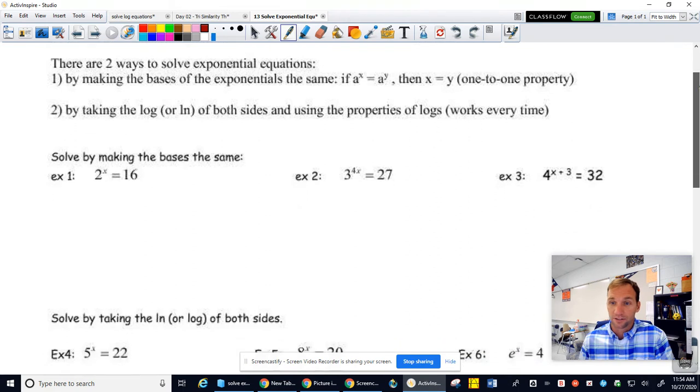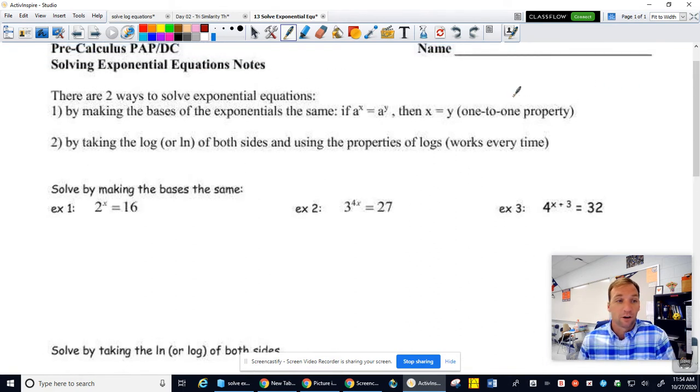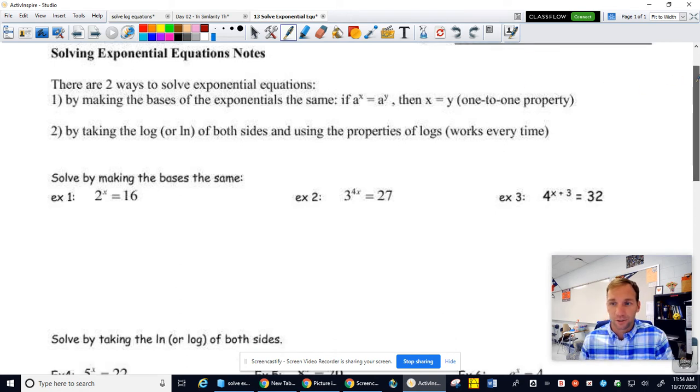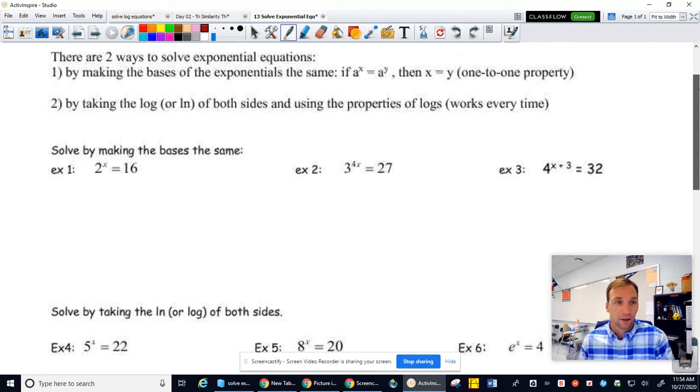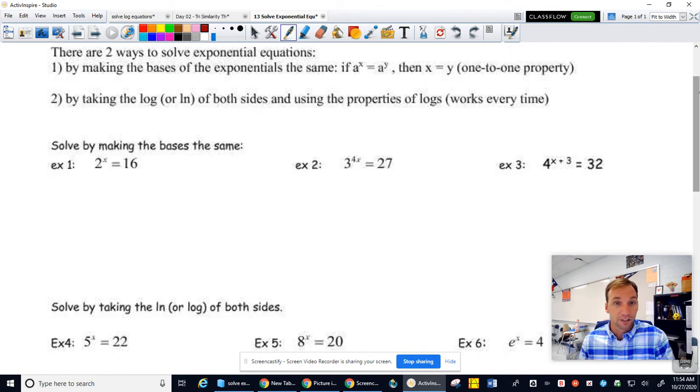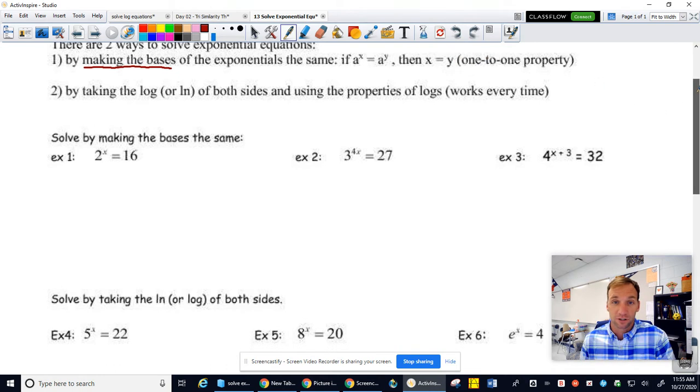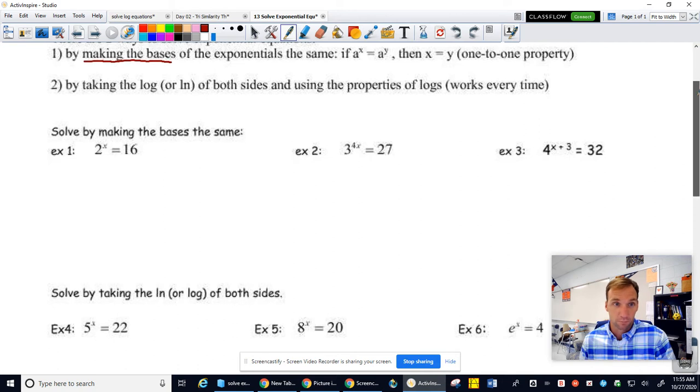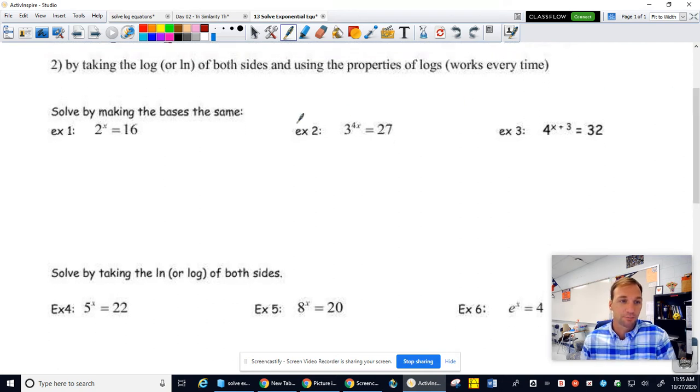If you're using your phone, then we need to learn how to use your phone to solve these exponential equations. There are two ways to solve exponentials. One way works sometimes, and the other way works all the time. We're going to talk about them both because it's important to know both. The first way is, if possible, to make the bases of the exponentials the same. Because if the bases are the same, then your powers have to be equal. That's the one-to-one property of exponential equations.